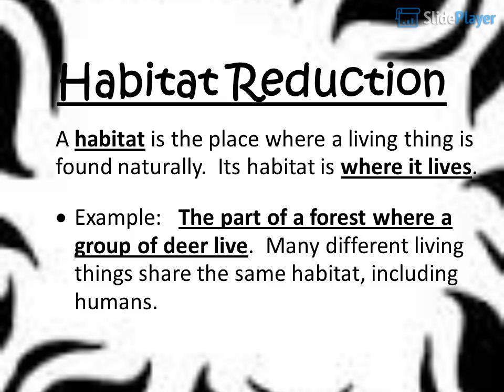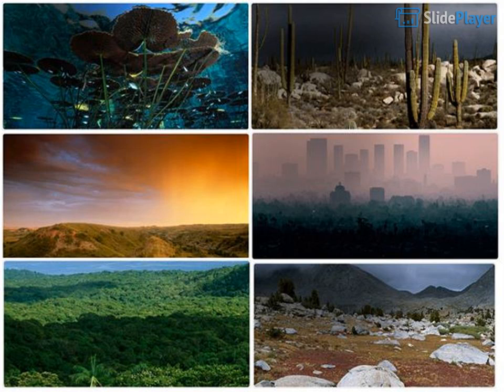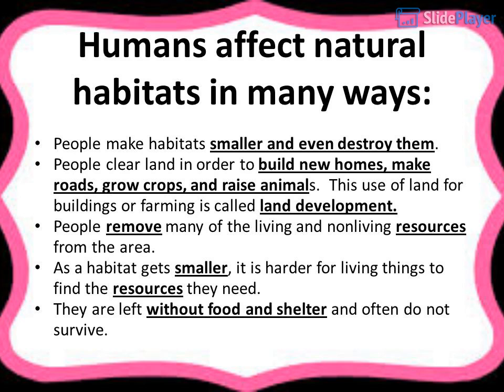Habitat reduction. A habitat is the place where a living thing is found naturally. Its habitat is where it lives. Example, the part of the forest where a group of deer live. Many different living things share the same habitat, including humans. Humans affect natural habitats in many ways. People make habitats smaller and even destroy them.